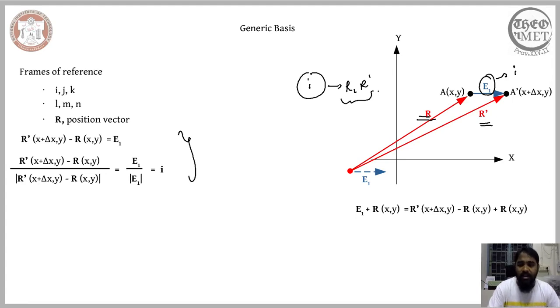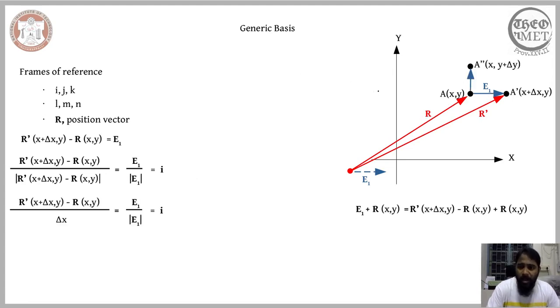Now the same thing I could do for the other point. There is another direction that I am interested in. I am now able to bring a meaning to my I, and I can also bring a meaning to my j using the same position vector. All I have to consider is another point close to my original point, but in the direction that I am interested in. So I have my a double prime here.